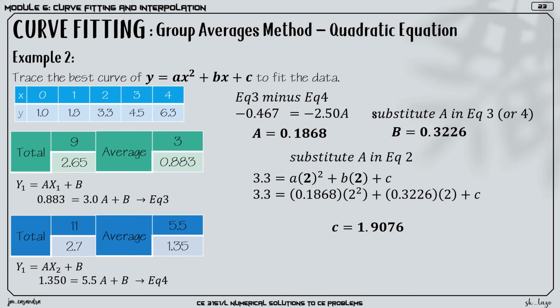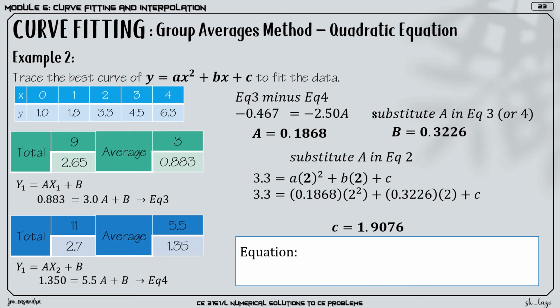So with the variables a, b, and c computed, we can now write the equation that would best define the curve y equal to ax squared plus bx plus c with the given data. And that is now f of x equal to 0.1868x squared plus 0.3226x plus 1.9076.